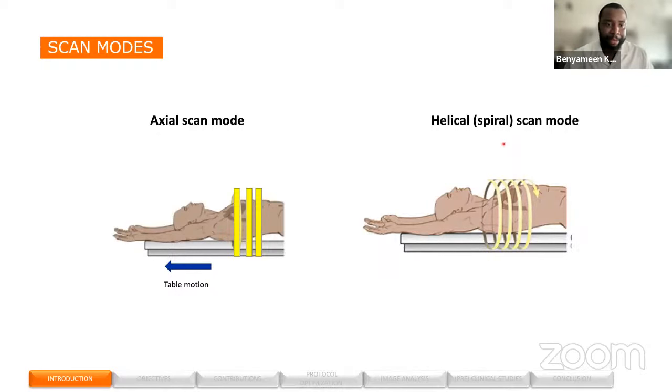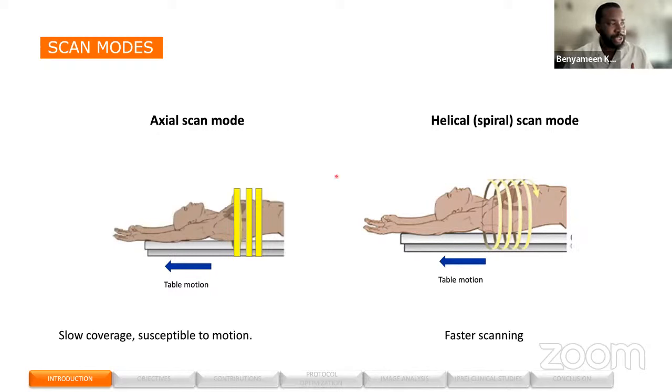Now, depending on what your interest is, you might use one or the other, but they all have some benefits and some downsides. For instance, this process of axial scan mode is a bit slow because you need to scan and then move the table before you do the next scan. And it's also susceptible to motion because if your patient moves in between the two distances of scanning, then you have artifacts in your images. So basically the quality of images degrades. On the other hand, the helical process is much faster, but it's also prone to higher radiation dose. So depending on what you're looking for, you would go for one mode or the other.